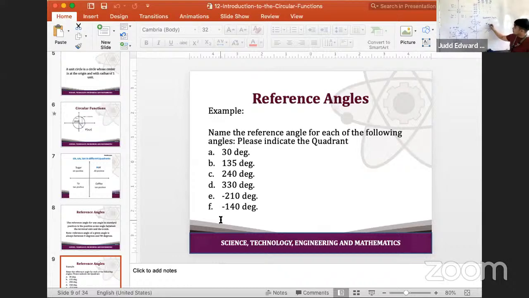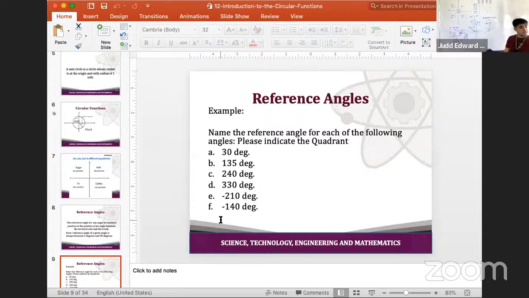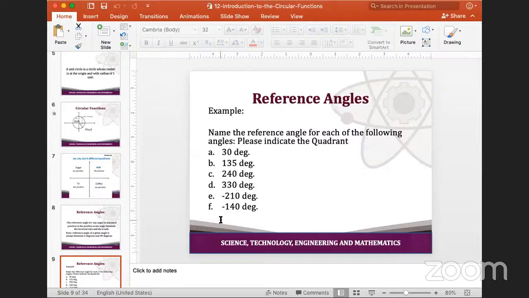Is the reference angle of negative 140 50? No, sir. Therefore, the answer for this one is 40 degrees. Are we clear? Yes po. Okay, so that is how we solve for reference angles.